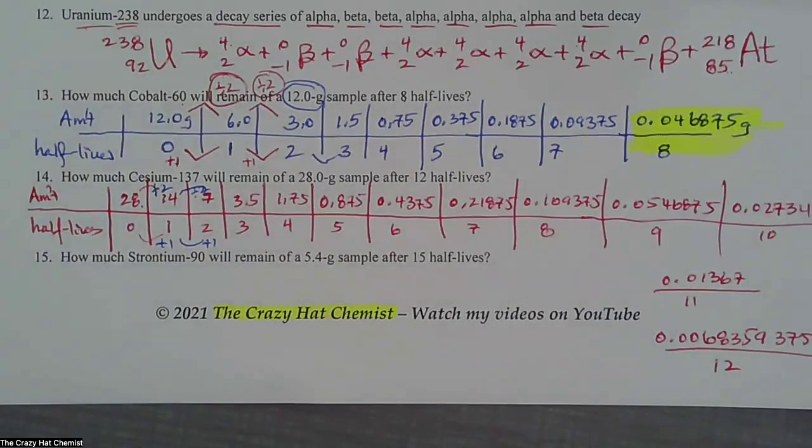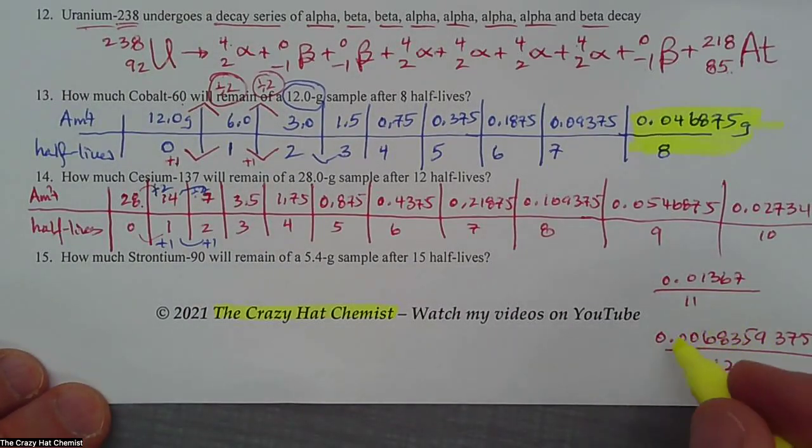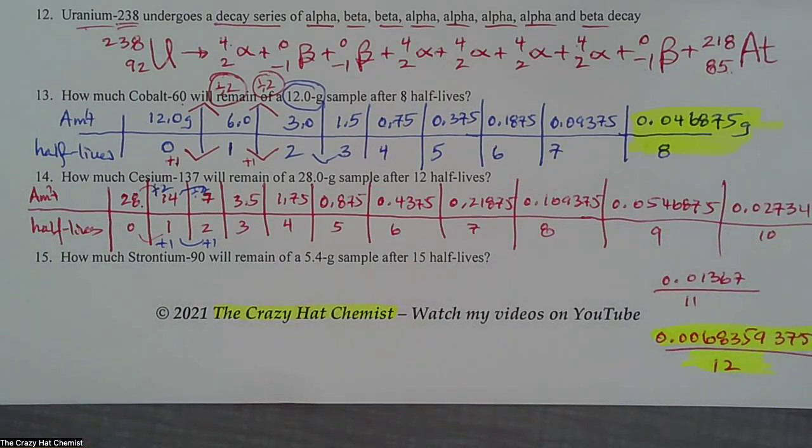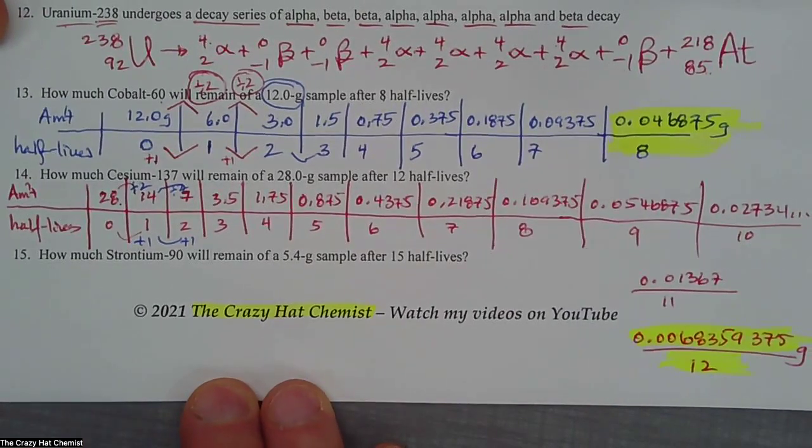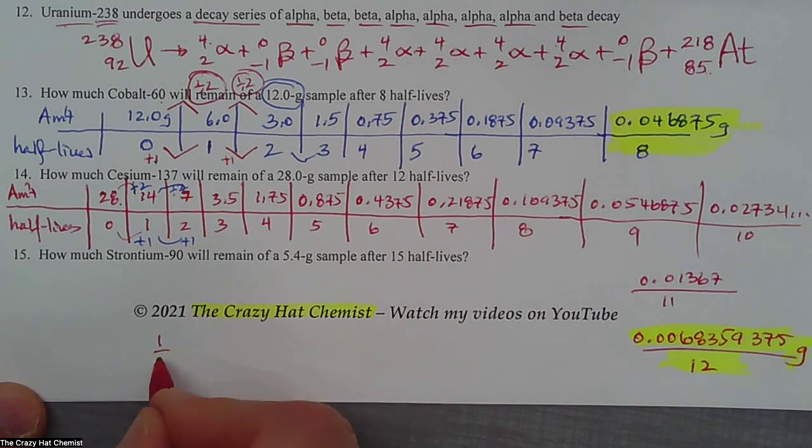And that is our answer. So I'm going to highlight that. That is the amount, and that is the number of half-lives. And that's in grams. Okay. Now, what I'm going to do is I'm going to show you the alternate method of doing this problem. It is 1/2 to the power of the number of half-lives.